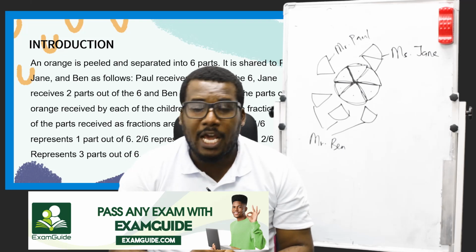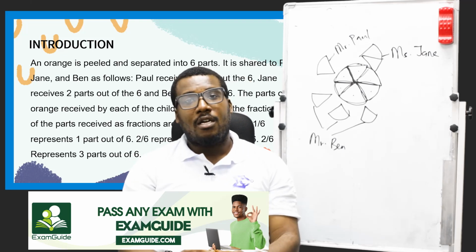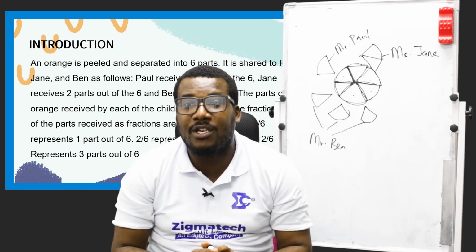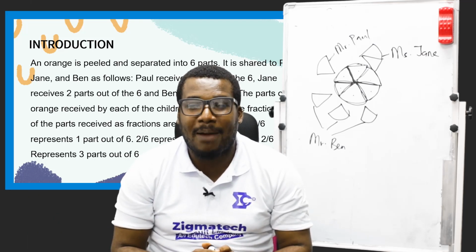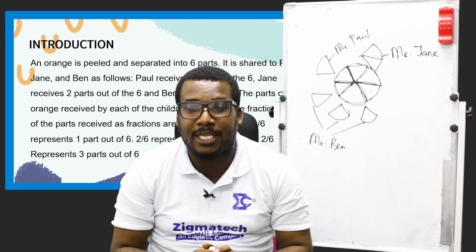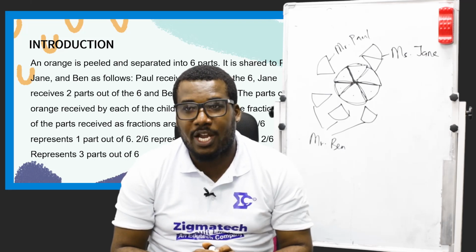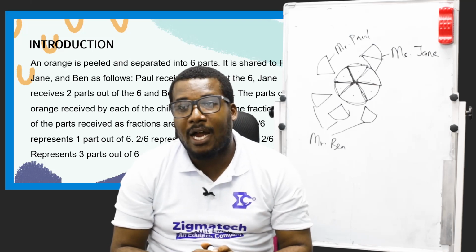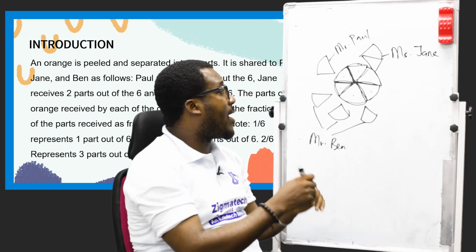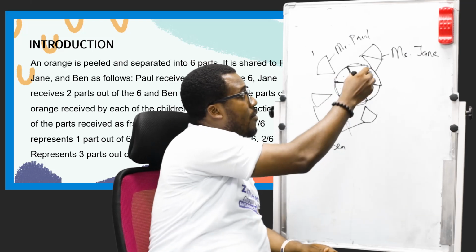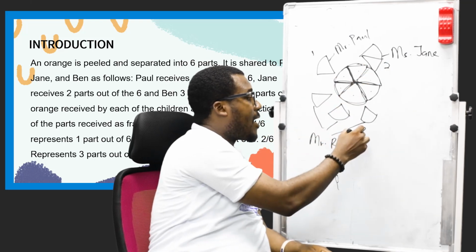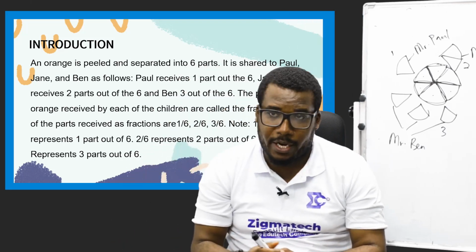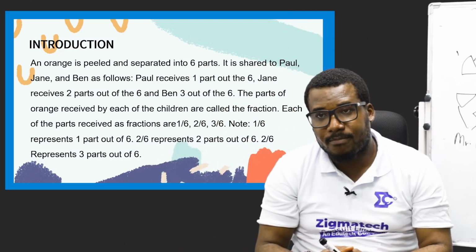Now if you look carefully, you will find out that the 3 of them have consumed the 6 segmented parts that this particular orange was shared into. Remember, it was shared into 6 equal parts. Mr. Paul got 1, Miss Jane got 2, and Mr. Ben got 3. You add 1 plus 2 plus 3, you'll get the 6 parts.